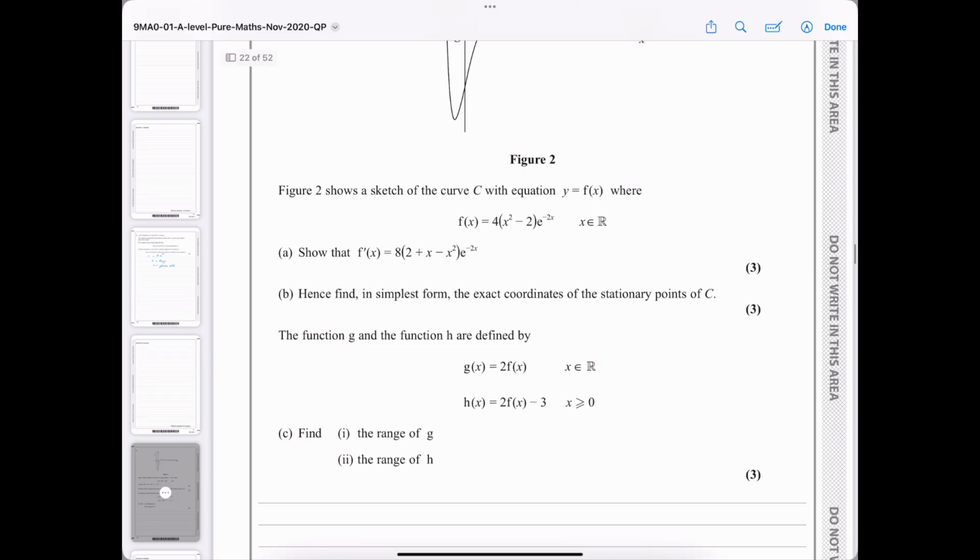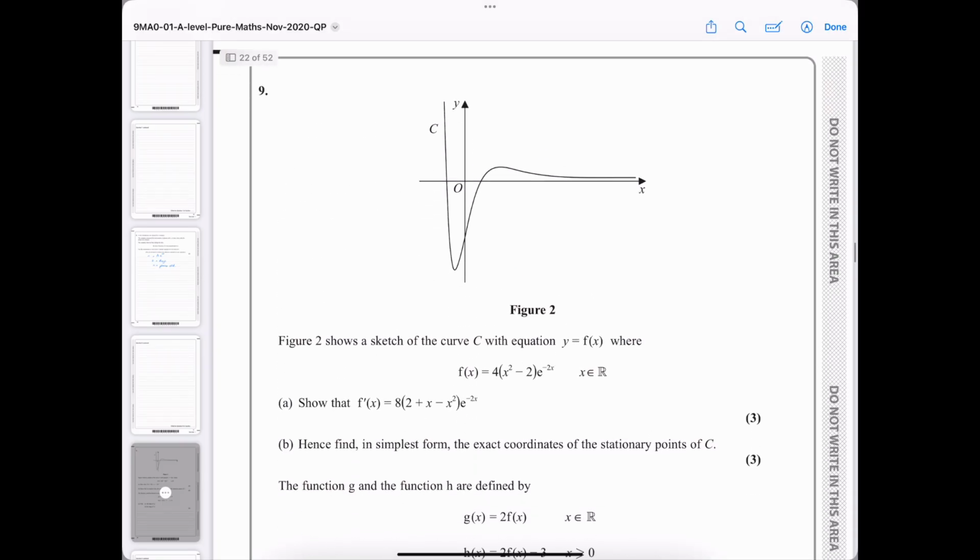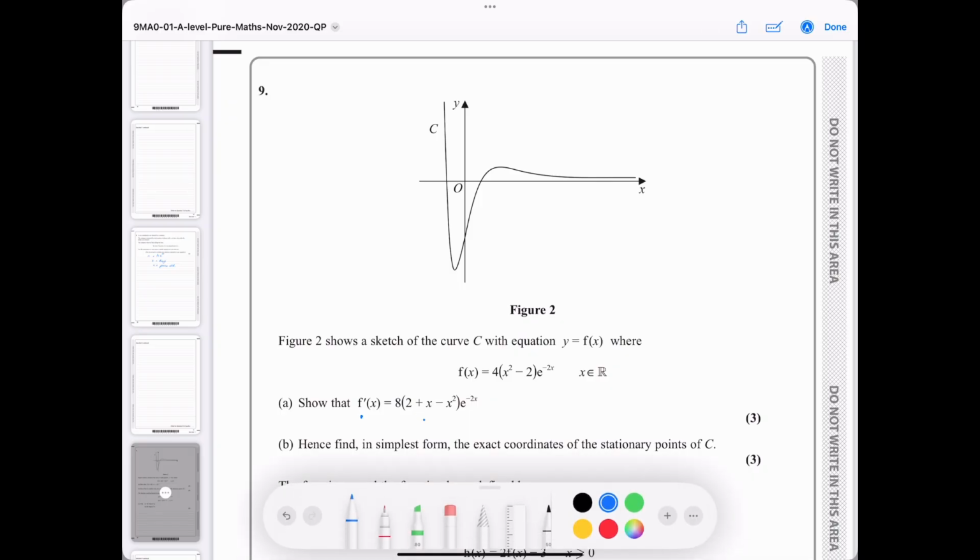Right. This shows a curve C with the equation y equals f(x), okay? And f(x) is 4x squared minus 2 e to the minus 2x. Show that f prime of x equals that. So if f(x) equals (4x squared minus 2) times e to the minus 2x, that means that we are going to have to use the product rule. And the product rule looks like this.